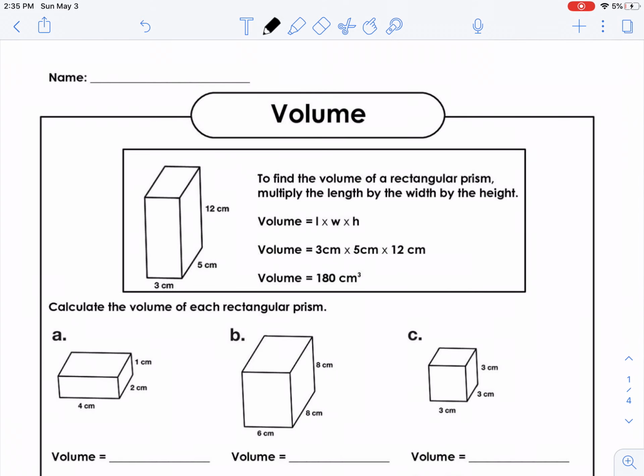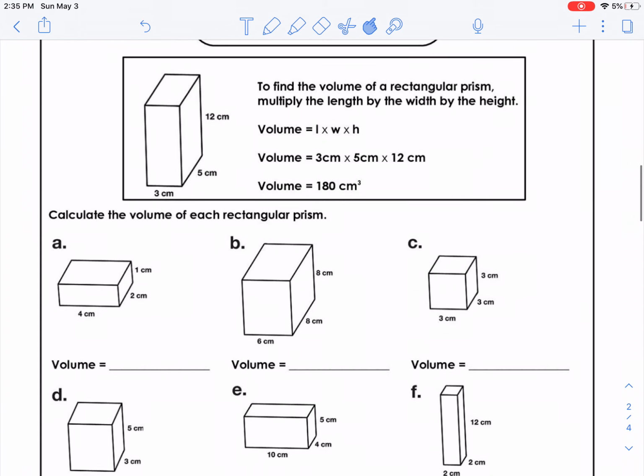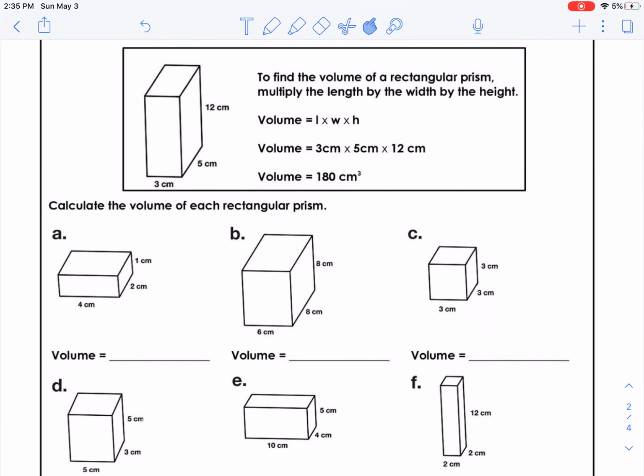So remember, to find the volume of a rectangular prism, you multiply the length by the width by the height. So, for example, this one is length multiplied by the width here, which is 5, and then the height, that is 12.